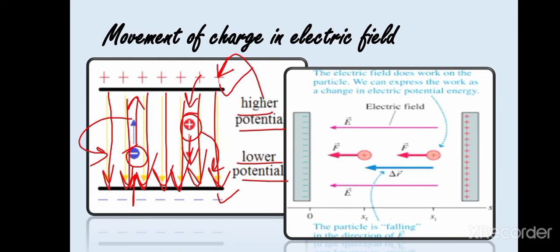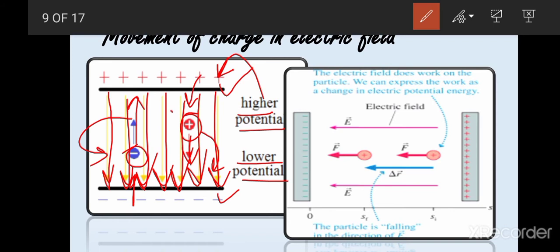Here you can see the electric field does work on the particle. We can express the work as a change in electric potential energy. As I have told you, the electric potential at any point inside the electric field is different from the others. So as these charges are moving, they will move from a point of one potential to a point of another potential, meaning there will be a difference between the point from which they are moving and the point to which they are moving. They will have different potentials.